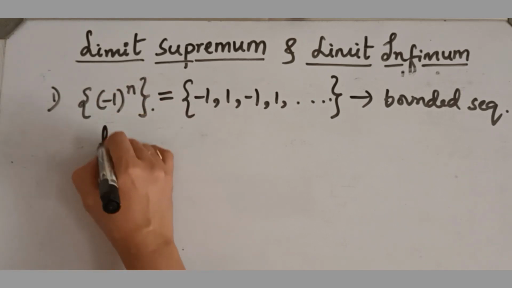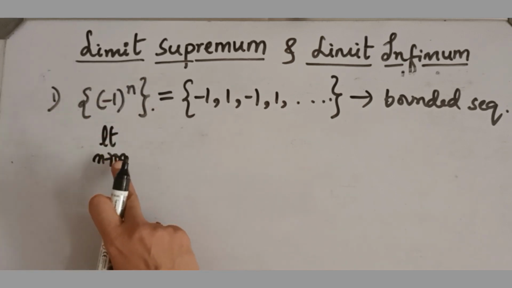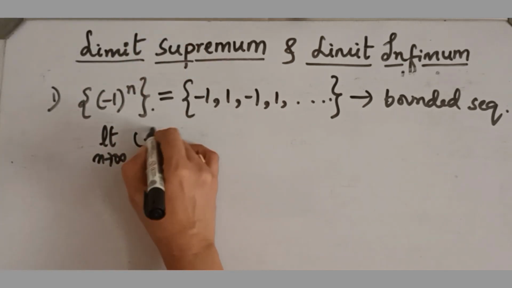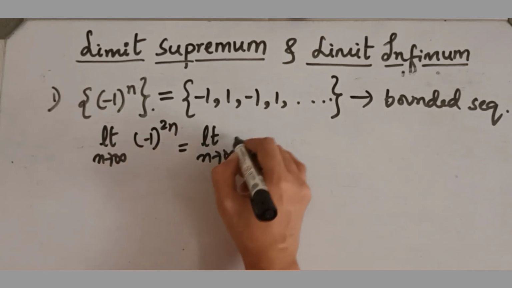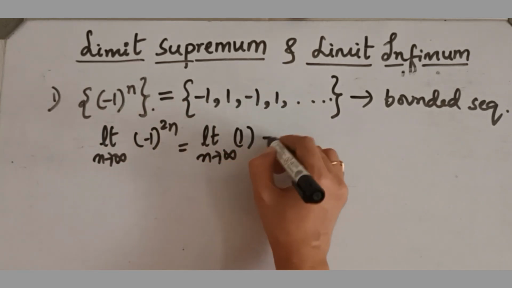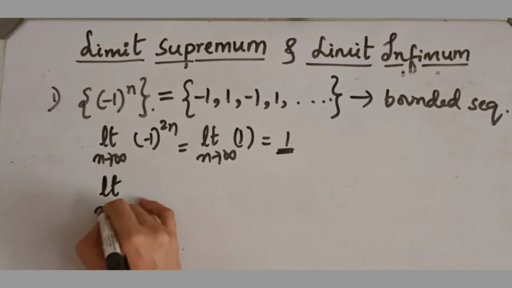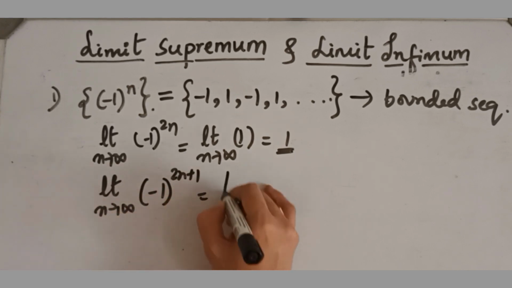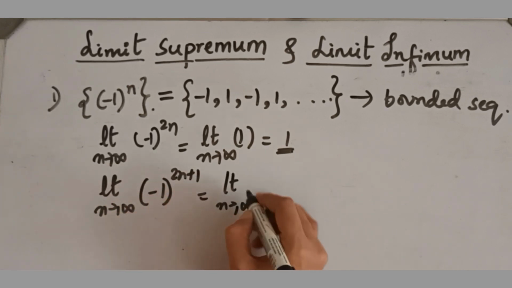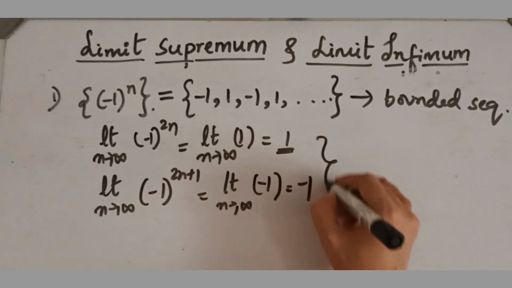So one possibility, because n can be odd or even, two different values. Limit as n tends to infinity of (-1)^(2n), which is 1. This is one limit point. And another is limit as n tends to infinity of (-1)^(2n+1), which is -1. These are the two limit points.